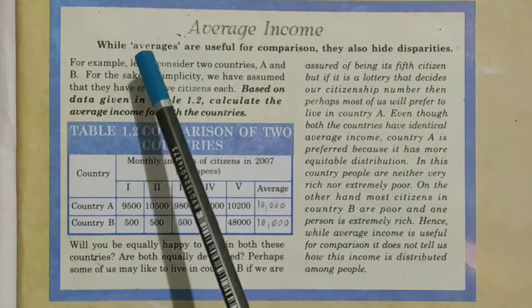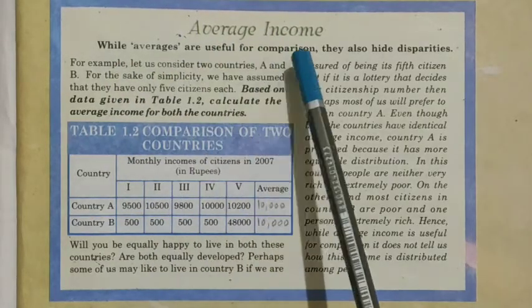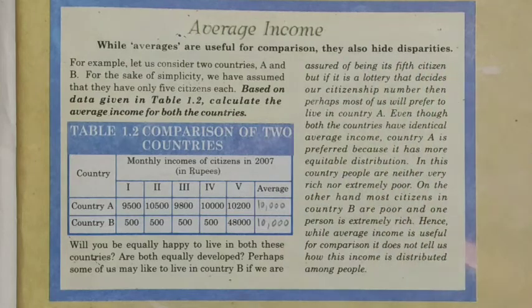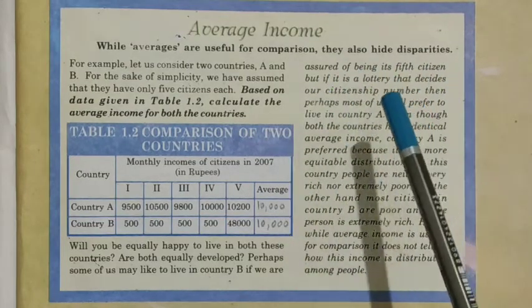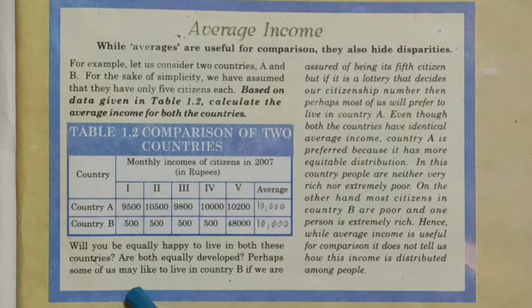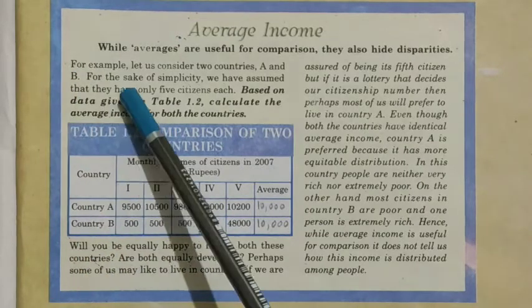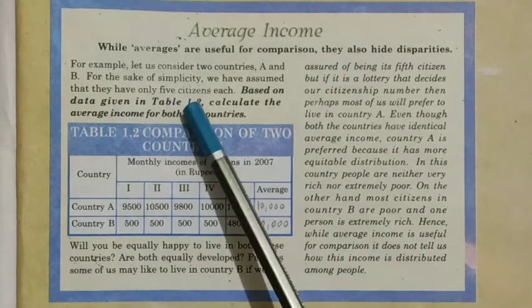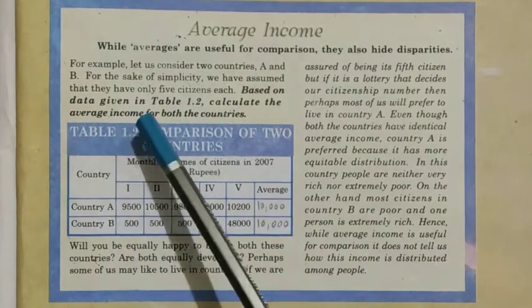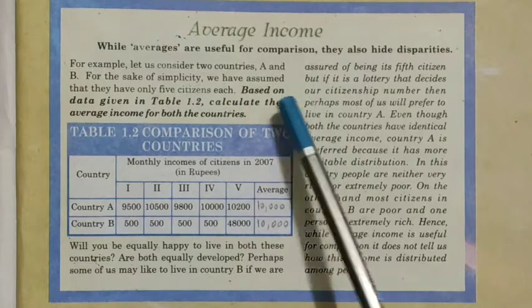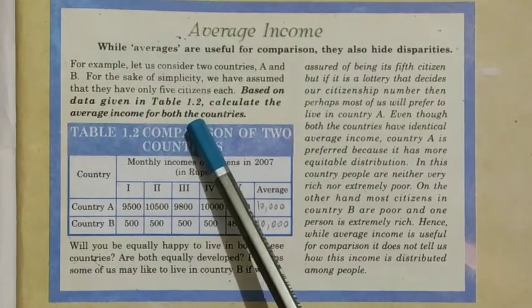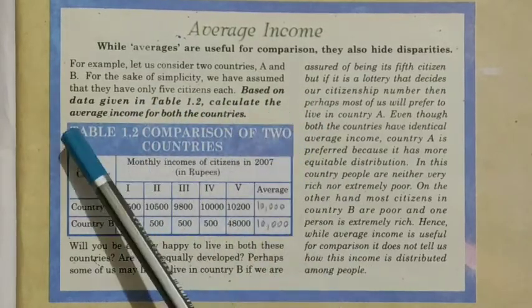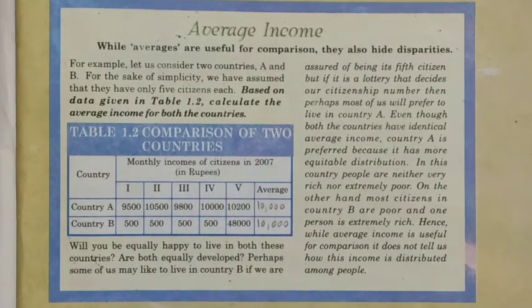Now let us learn how average income can be calculated. Here it is given that while averages are useful for comparison, they also hide disparities. We will look into this matter through this table. So, for example, let us consider two countries, A and B. For the sake of simplicity, we have assumed that they have only 5 citizens each. Based on data given in table 1.2, calculate the average income for both the countries.